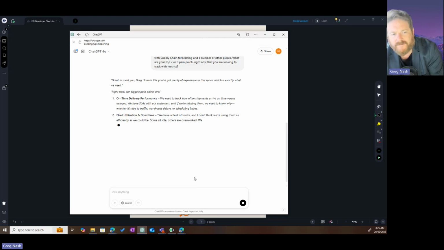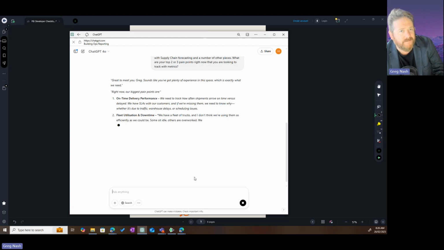So it's come up with, okay, right now our biggest pain points are on-time delivery performance. We need to track how often shipments arrive versus delayed. We have SLAs with our customers, if we're missing them we need to know why, whether it's due to traffic, warehouse delays, or scheduling issues. That's actually reasonably accurate for how somebody would convey that to you.